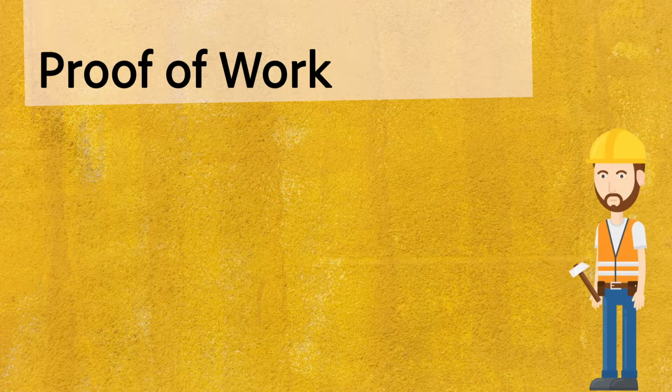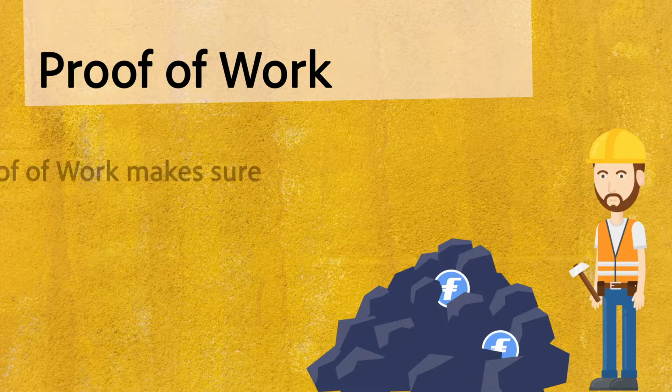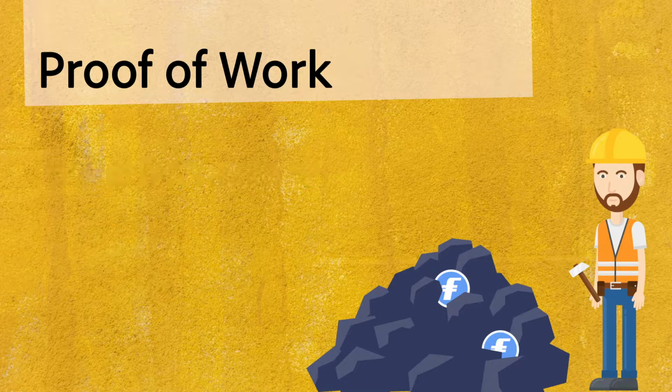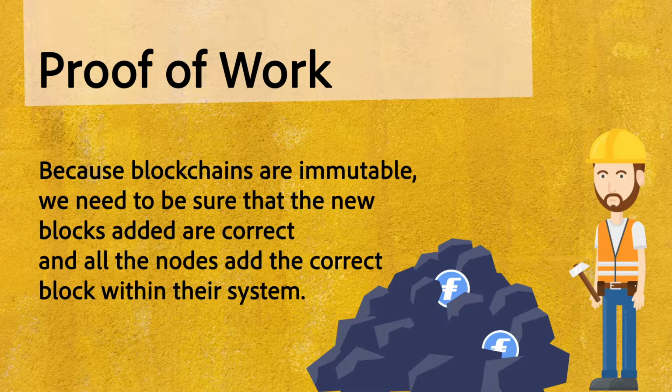To ensure the honest nodes see that Fred only has 5 Bitcoin, blockchains utilize the Proof of Work algorithm. Proof of Work makes sure consensus on the history of transactions can be agreed upon. In Bitcoin and Fabcoin, Proof of Work is the protocol by which blocks are added to the blockchain. Because blockchains are immutable, we need to be sure that the new blocks added are correct and all the nodes add the correct block within the system.